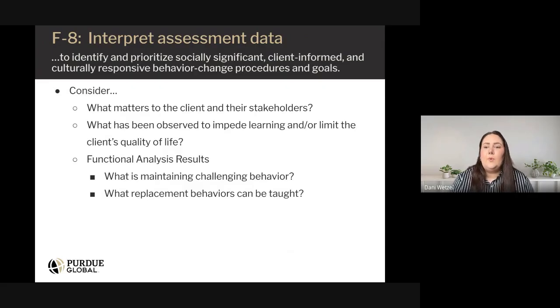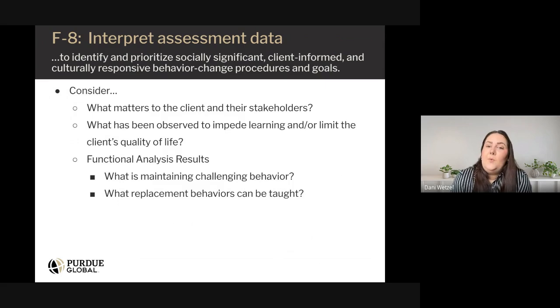Additionally, we're going to think about what we observed during the assessment that was impeding their ability to learn, constricting those learning opportunities, or things that might be limiting their quality of life. Maybe it's something that the caregivers didn't consider, but that we could share with them: hey, we could teach them how to independently complete XYZ, and that might really change their quality of life.